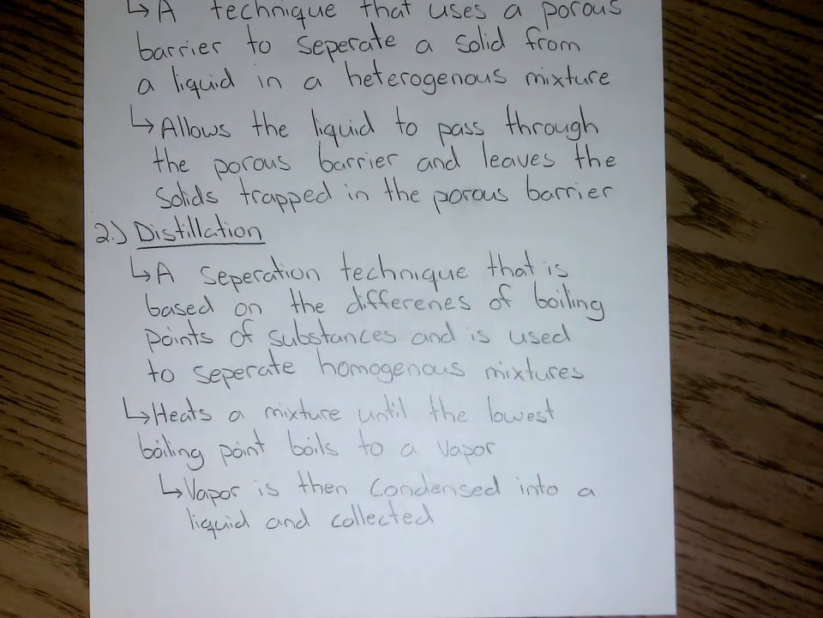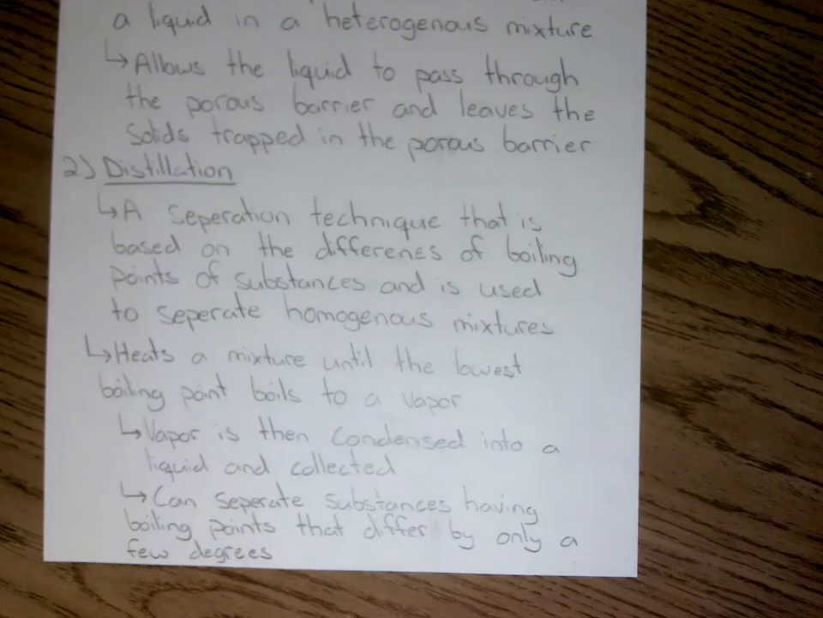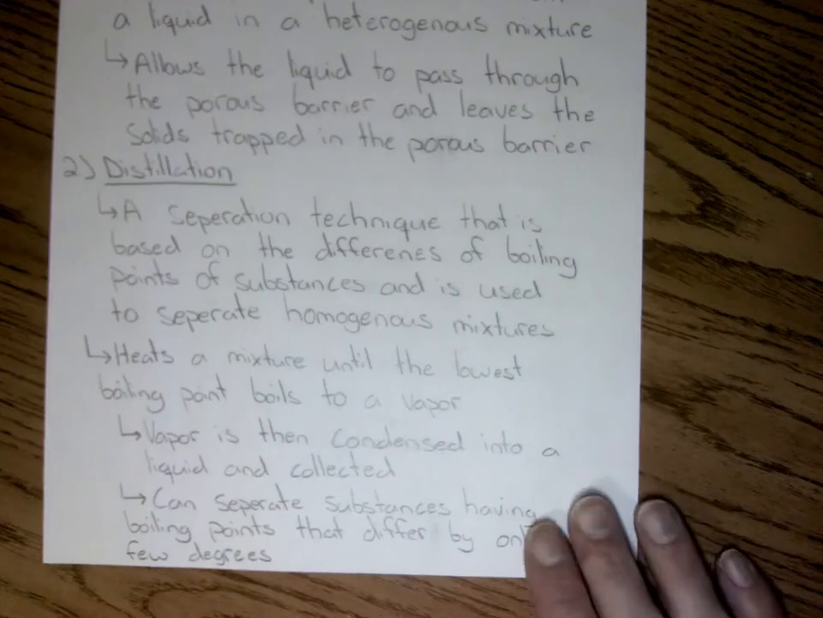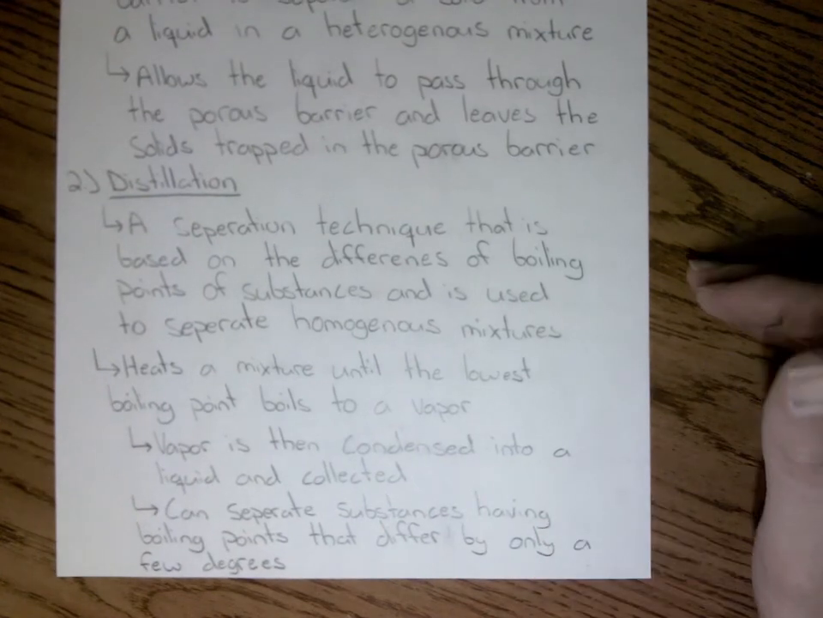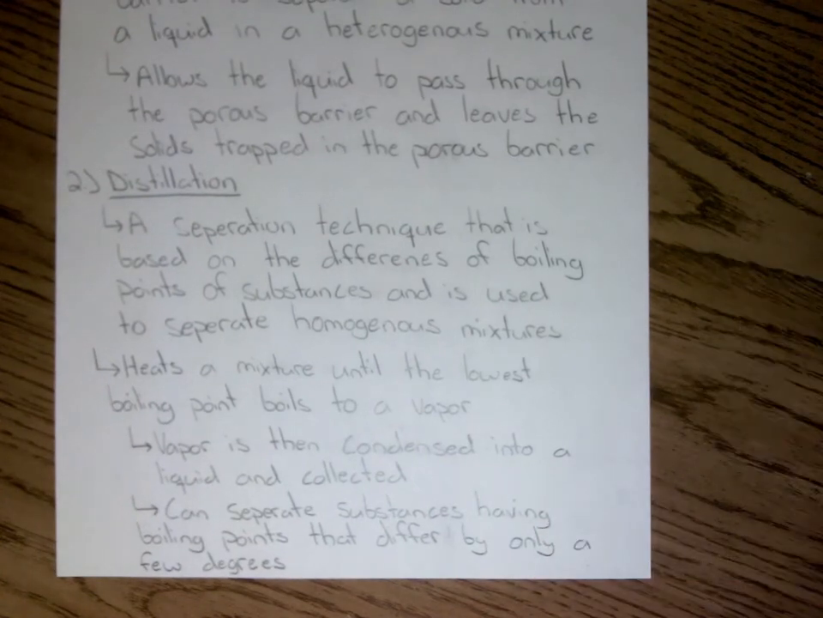Now, with this distillation technique, you can separate substances that have different boiling points, even if those boiling points only vary by a few degrees. And it's actually pretty cool to go through an experiment that deals with distillation. You'll actually see the entire mixture boil, and then you'll start to see the vapor of one of the pure substances condense in your condensation tube, and you'll start to see tiny drops appear.